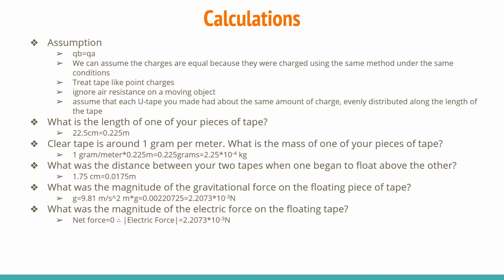We can find the mass of the tape given the dimensions of the tape and the average mass of tapes per meter. Using the gravity constant and mass of the tape, we can find the magnitude of the force of gravity on the floating tape. Given that there is a zero net force in the y direction, we can assume that the magnitude of the electric force in the tape is equal in magnitude to the force of gravity.